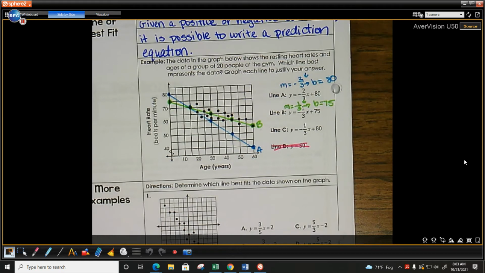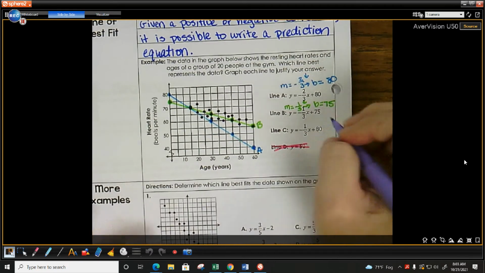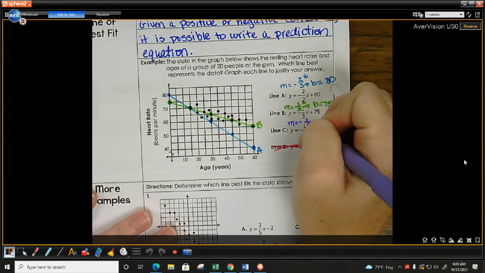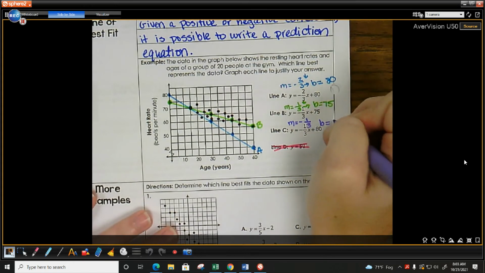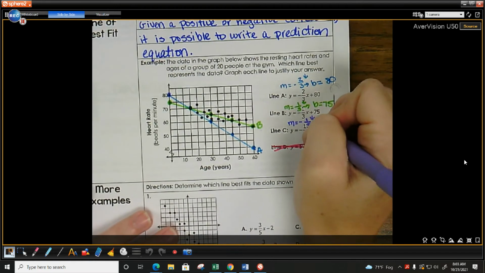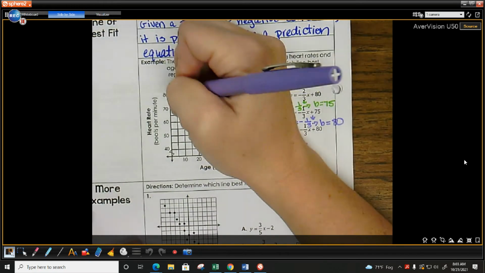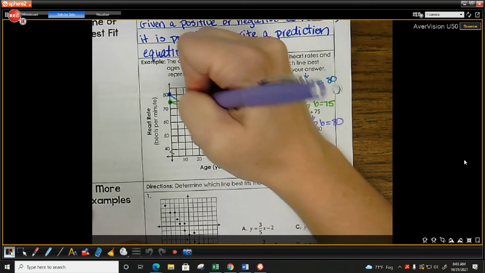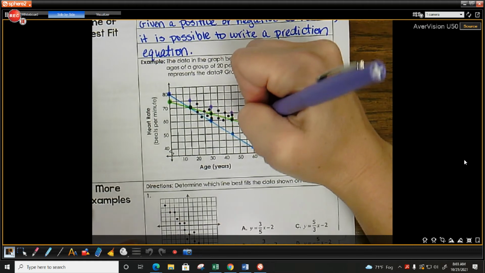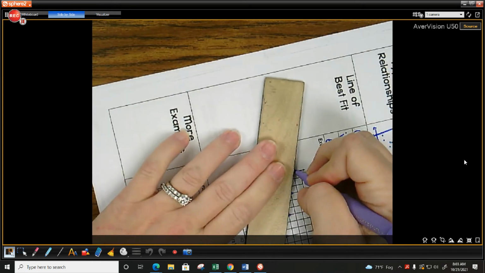Okay, let's try our C line. What's my M? And what's my B? So I'm going to begin at 80, and I'm going to go down 1, right 3, since my slope is 1/3. Down 1, right 3. And that's my line C.